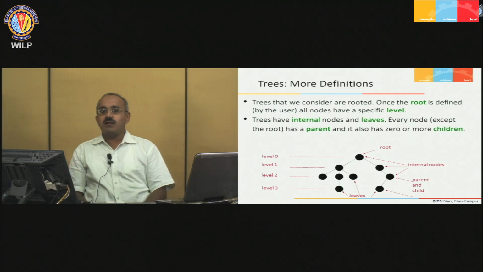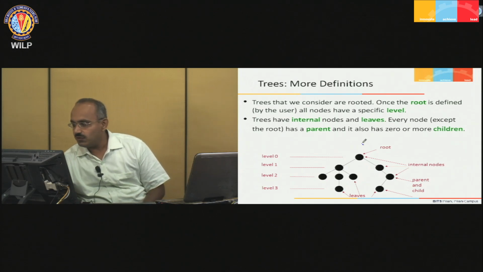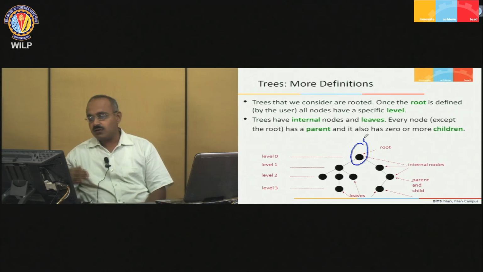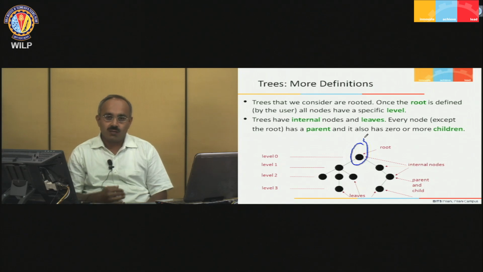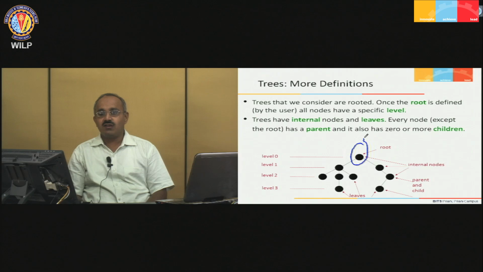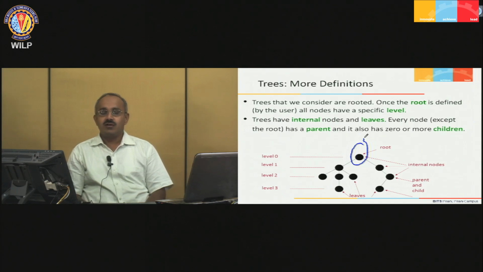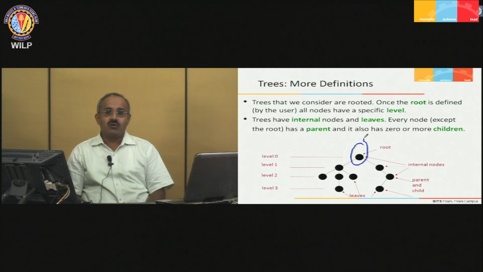The trees we are interested in will have a root which is specified by the user. In this particular case, this is a node which has nothing above it in the geometric representation. A node which has nothing above it will be called the root, which is decided by the user. In an organization, the root node can be the director of the organization.